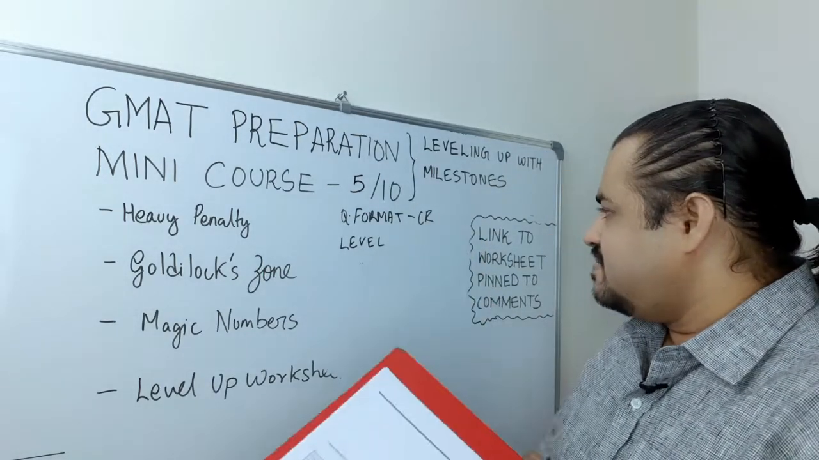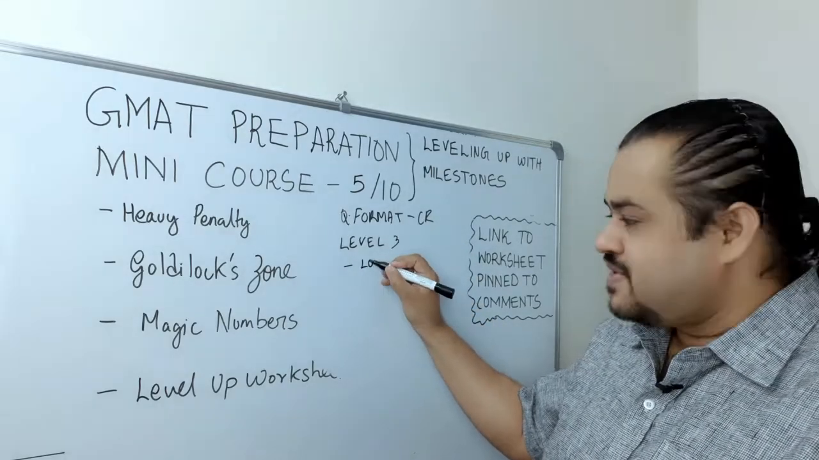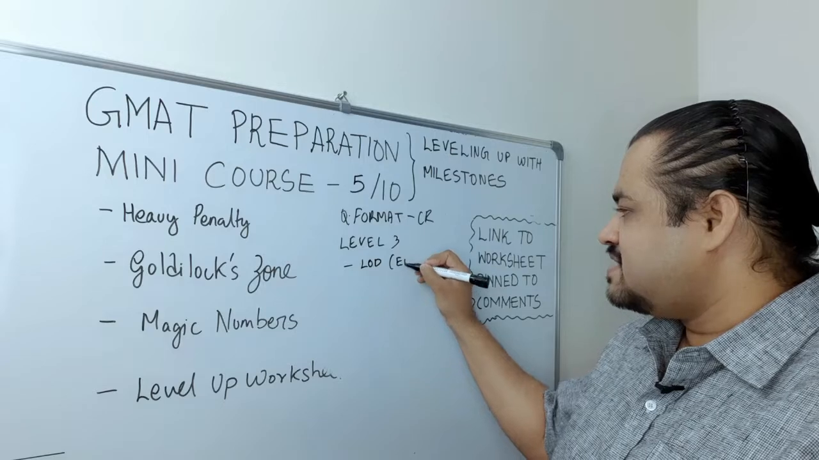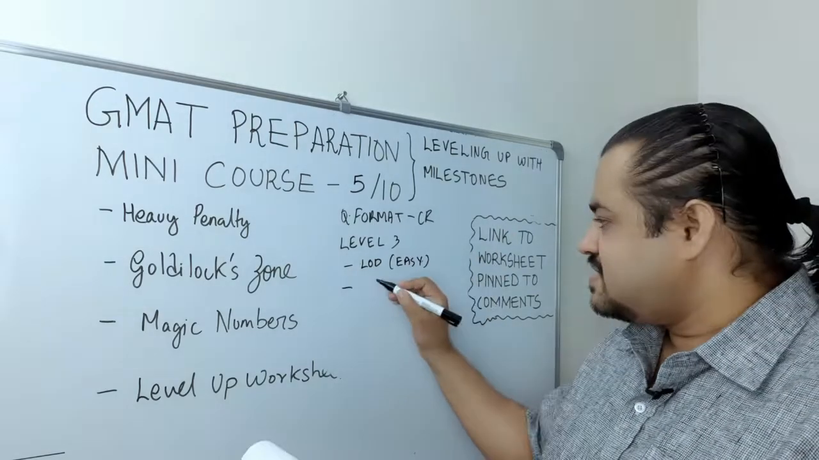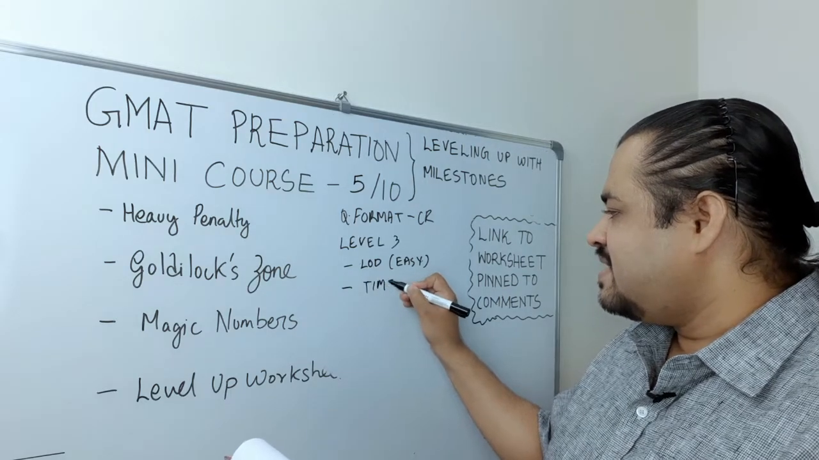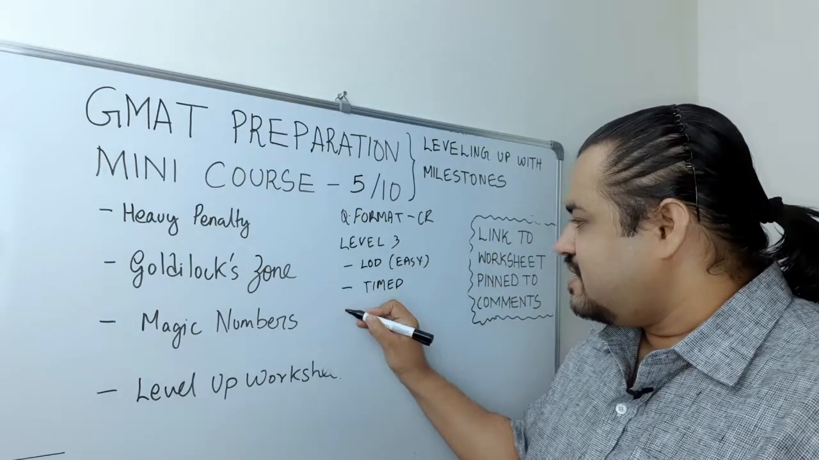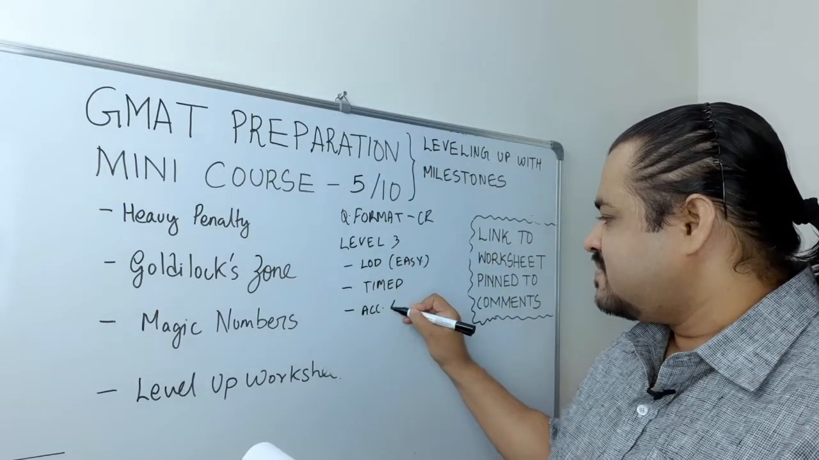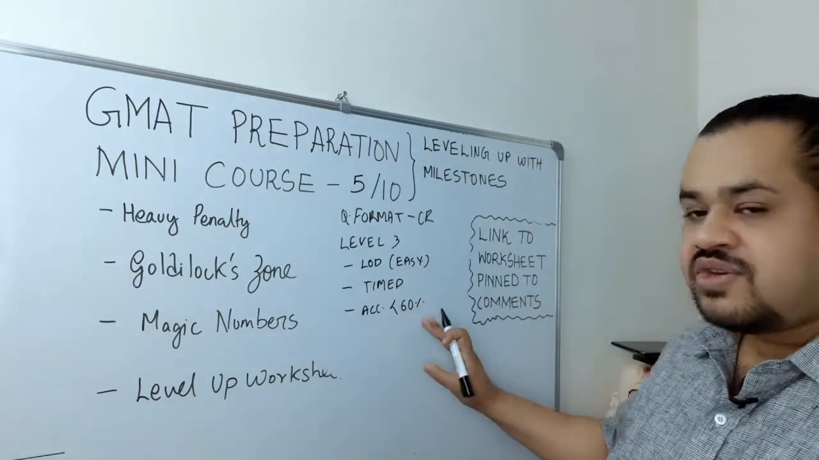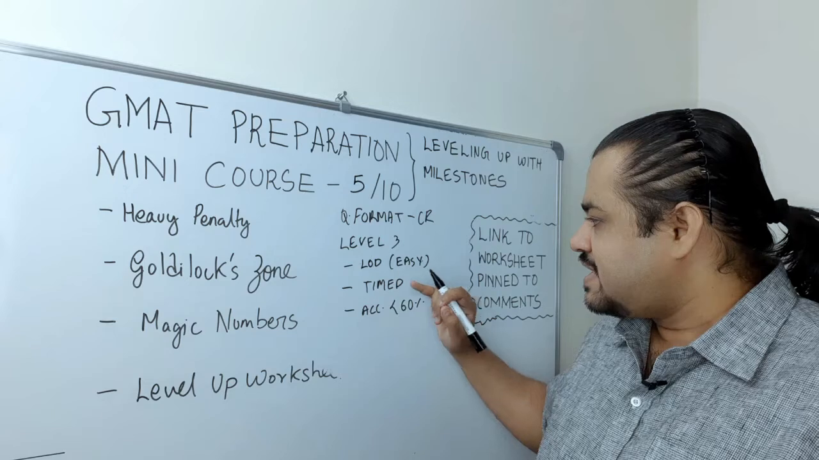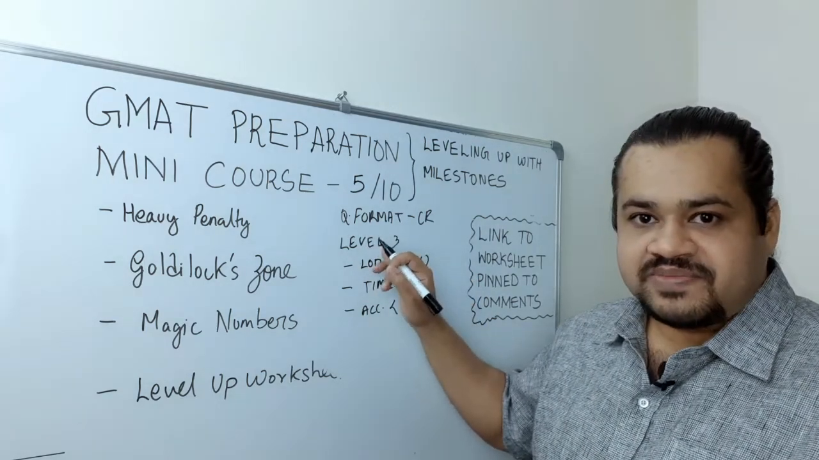At level 3, your level of difficulty remains the same. You're still practicing with easy questions, but the difference is the mode is timed. Okay. And the accuracy is less than 60%. So as long as your accuracy is less than 60% for a timed practice session at easy level of difficulty, you are at level 3.